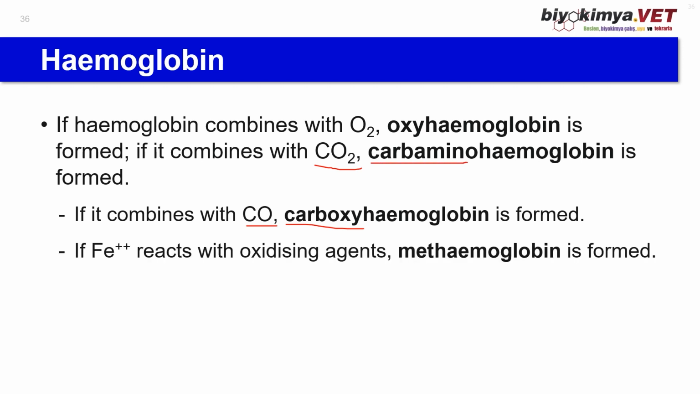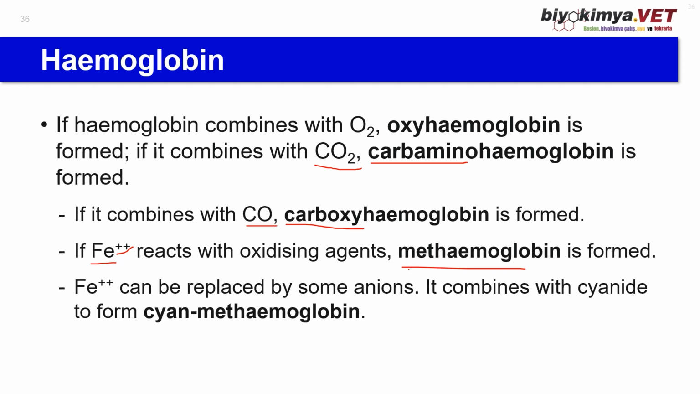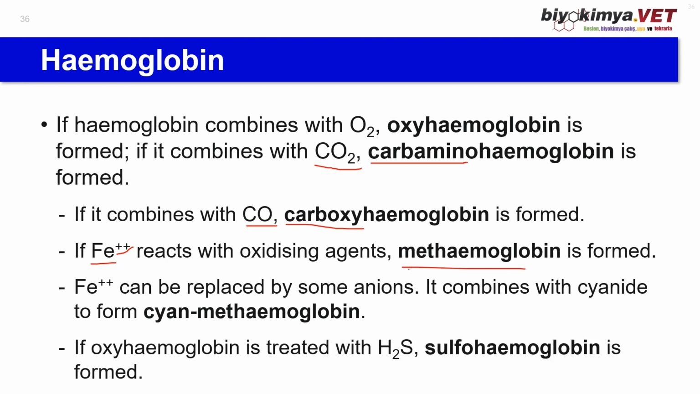Be very careful. If iron reacts with oxidizing agents, and by the way, don't forget the iron in hemoglobin is in the 2+ ionized state. It's ferrous iron, not ferric iron. So if iron reacts with oxidizing agents, methemoglobin occurs. And methemoglobin is a kind of hemoglobin whose oxygen carrying capacity is lost or decreased dramatically, and it may be life-threatening. The iron can also be replaced by some anions, such as cyanide, to form cyanmethemoglobin. And if oxyhemoglobin is treated with hydrogen sulfide, sulfhemoglobin is formed.